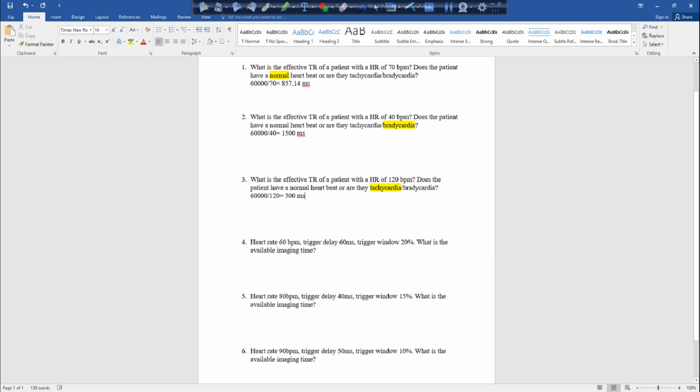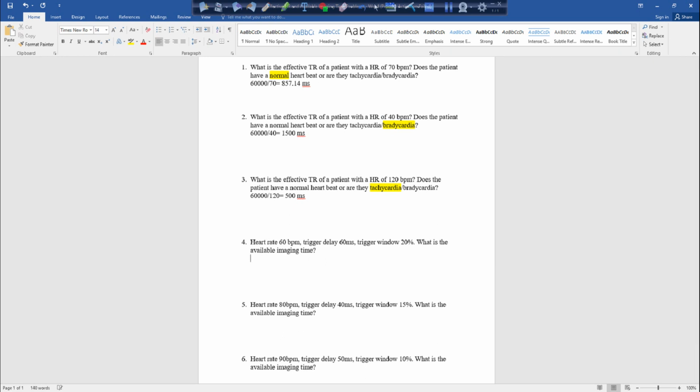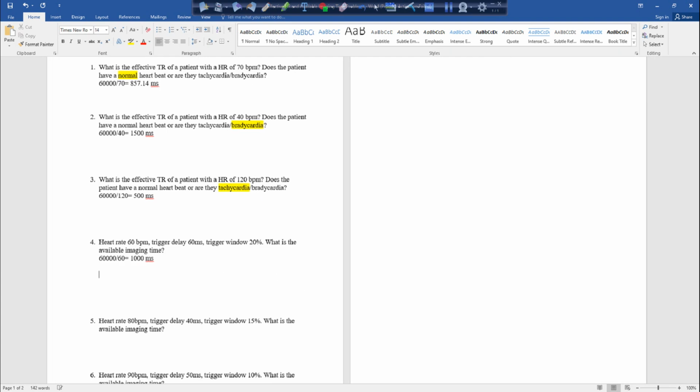All right, for our next three, we had to find our effective TR, but then we have to subtract out our safeguards, our trigger delay and our trigger window. So let's first find our effective TR. 60,000 divided by 60 equals 1,000 milliseconds. So now we have to take our 1,000 and subtract our trigger delay plus our trigger window.